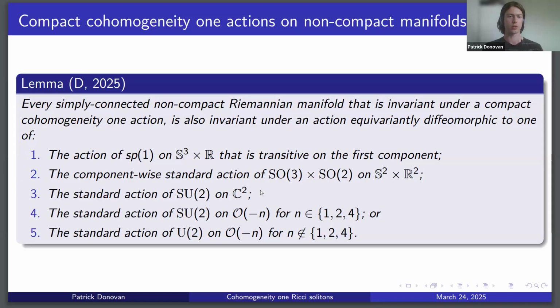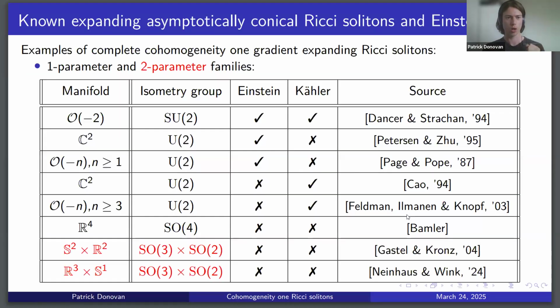I either have the standard action of SU2 on C2, or I have the standard action of SU2 on this twisted line bundle, like I said before. Of course, when n is 1, 2, 4, as we've seen, I get an action of SU2. And if n is not in those values, I can actually bump up my symmetry to assume it's U2 without losing anything. Okay. So what are the examples of these things?